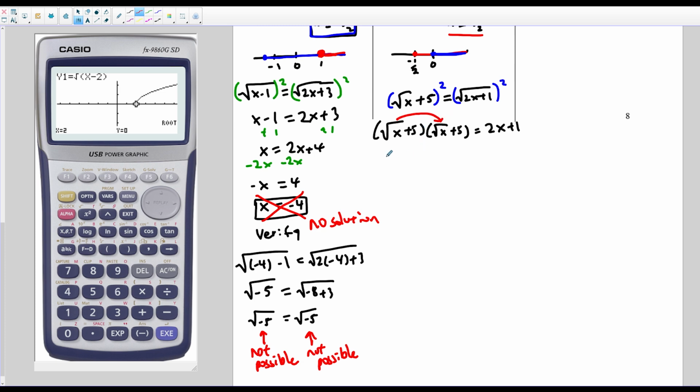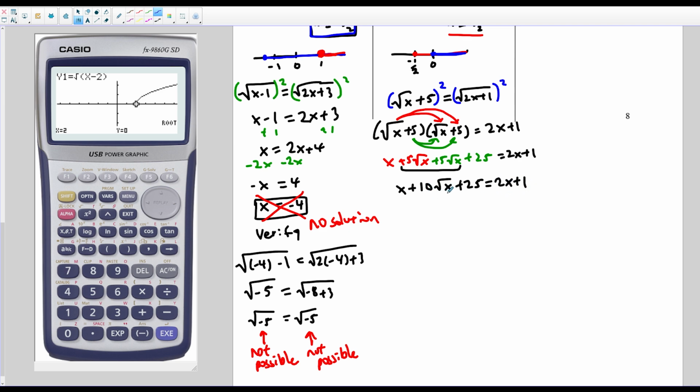So square root of x times square root of x just gives us x. And square root of x times 5 gives me plus 5 square root x. Moving on, we've got 5 times root x gives me plus 5 root x. And then 5 times 5 gives me 25. So plus 25. And that equals the 2x plus 1 that's still on the right-hand side. We can group together our like radicals. So x plus 10 root x plus 25 is equal to 2x plus 1.